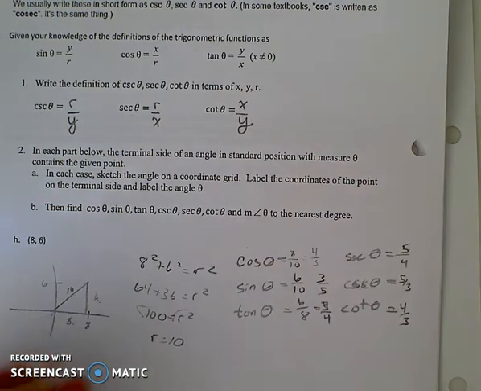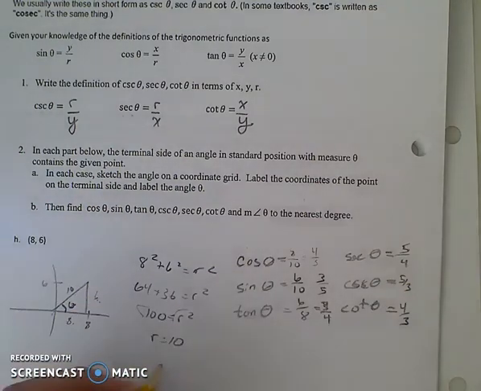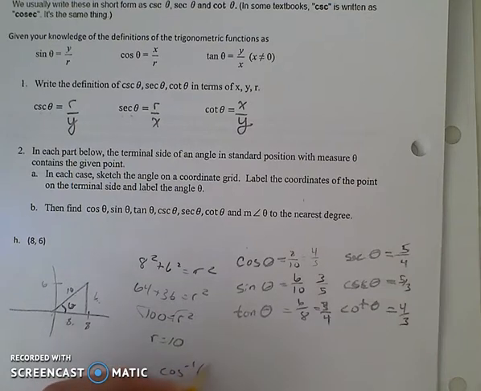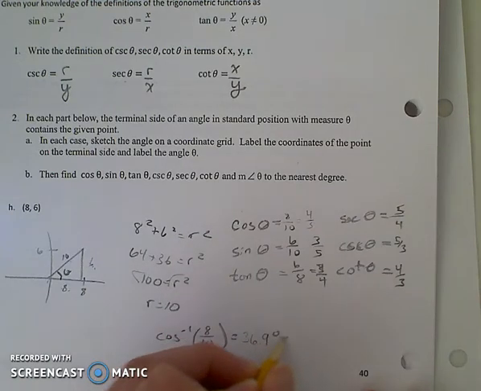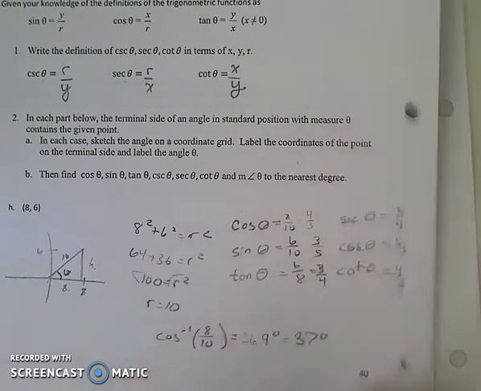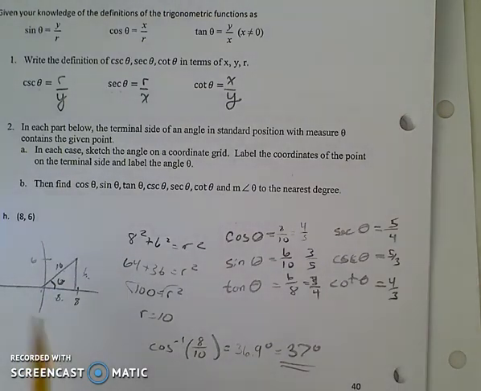Measure of angle theta, let's figure that out. Remember that you can take any of them since it's in the first quadrant. Cosine inverse of 8 over 10 equals, use your calculator for that. So this is 36.9 degrees, which equals 37 degrees. Now, first quadrant, we can keep it as 37 because that's the angle from the x-axis to the hypotenuse.